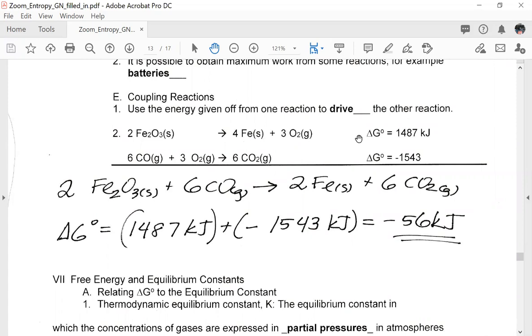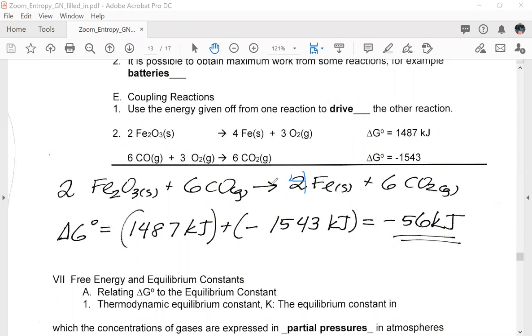So we have this reaction with the delta G of positive 1487 kilojoules, and we have this reaction with a negative 1543 kilojoules. So if we add them up, we're just adding these up. So here's our iron oxide. Here's our carbon dioxide. Our oxygen gas cancels from both sides. And then, I guess that's 4. And then we're okay here with the 6. So if you would just take this 4 and put it there.